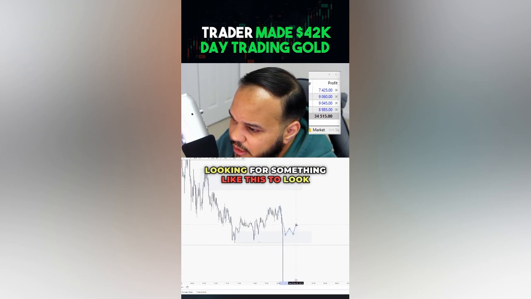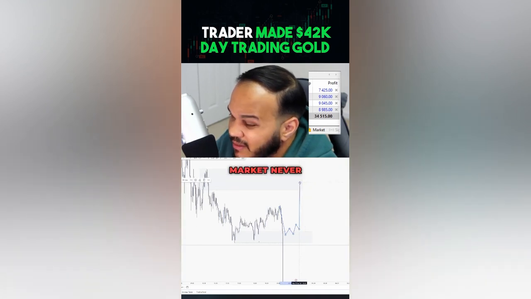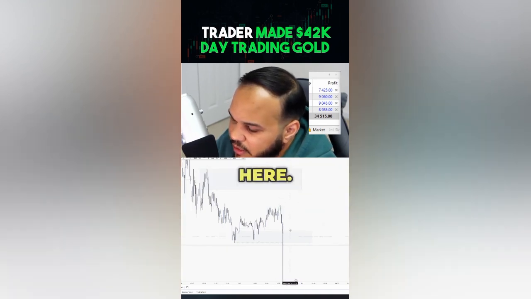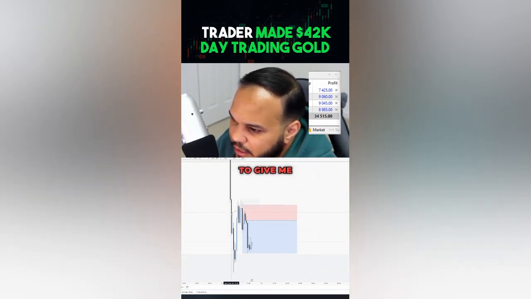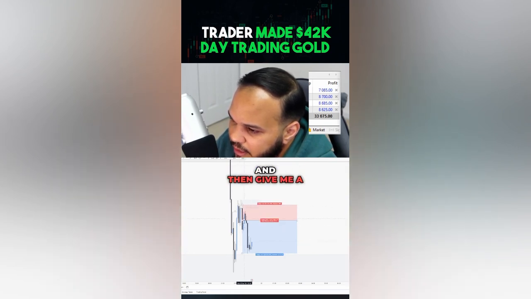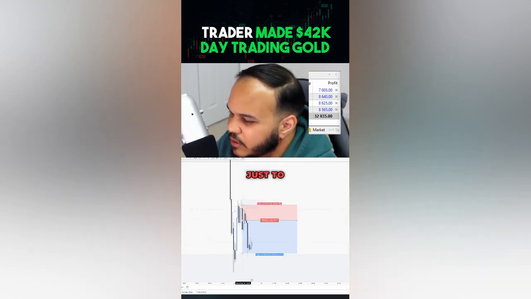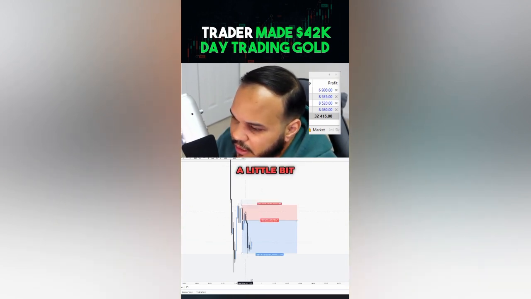Looking for something like this to look for a buy until this order block. Market never did that and started pushing aggressively here. Then when I saw that, I said, you know what, I'm going to go for the sell here. So what I did was just wait for the market to give me this 5 minutes liquidity grab. And then this double top on 5 minutes, and then it breaks below this level, and then gives me a pullback. I entered my trade here with a 40 pip stop loss just to cover my stop loss a little bit. And I went for a 1 to 2, you guys can see here, for 80 pips.